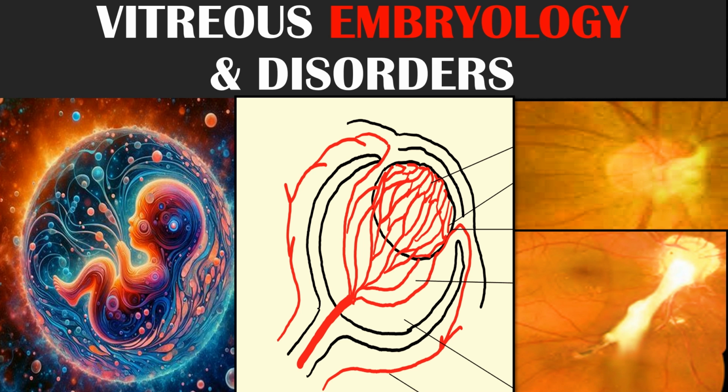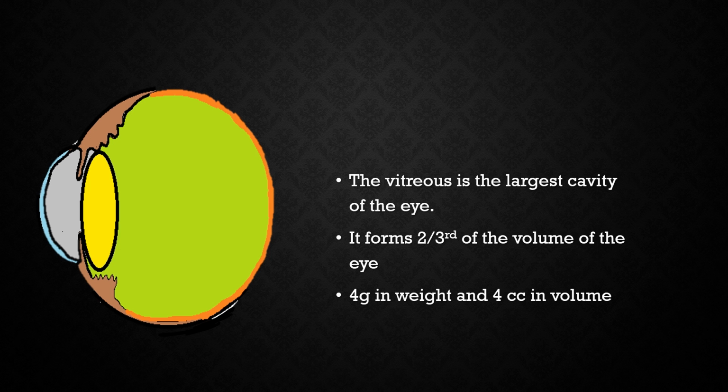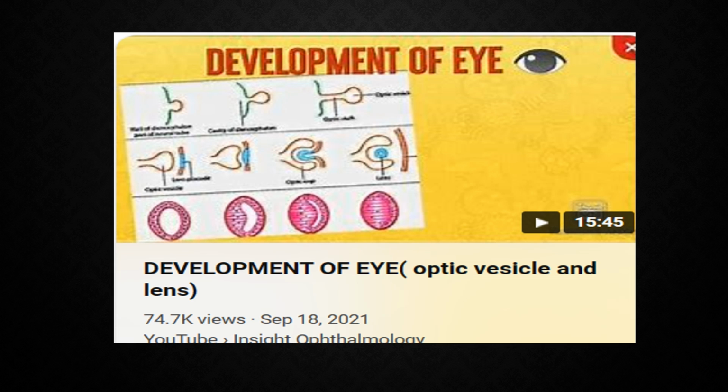Today we are studying about the vitreous embryology and its disorders. The vitreous cavity is the largest cavity of the eye and it actually forms about 2/3 of the volume of the eye. It is situated behind the lens and the ciliary body anteriorly and the retina posteriorly. Its weight is about 4 grams and the volume of the vitreous cavity is about 4 cc.